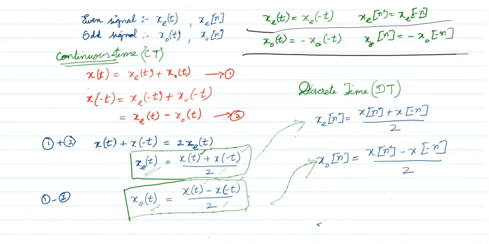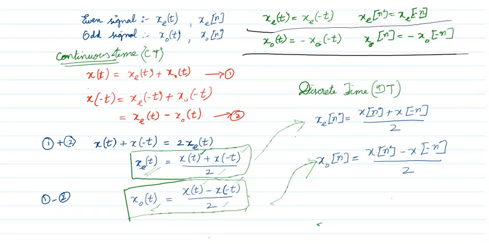So if I need an even part of the signal, what should I do? I should take the signal and x of minus t, add those two signals and divide by 2. I will get the even part of the signal. Now if I subtract 1 minus 2, by the same procedure I will get xo of t is equal to x of t minus x of minus t divided by 2. I request you to work out this relation by yourself. I have solved for xe of t. You just try by yourself for xo of t. This is for the continuous time domain.